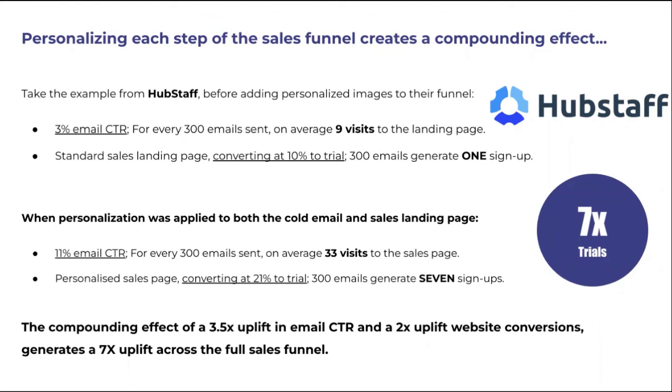So from the initial standard campaign with no personalization, you're getting 1 sign up per 300 emails. We're now seeing 7 signups per 300 emails. An absolutely crazy uplift, 7 times, just by applying those 2 things to a sales funnel. And you see how powerful it can be, with tons more examples like this.